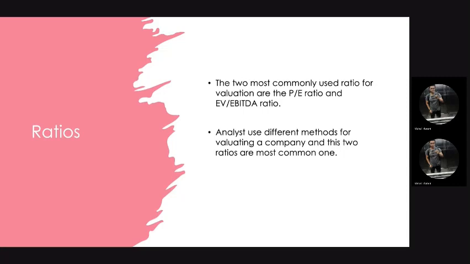Which is a better measure of valuing, PE or EV/EBITDA? While valuing companies, analysts use different methods to determine if a particular company is undervalued or overvalued. The two most commonly used ratios are the PE ratio and the EV/EBITDA ratio. So before understanding which one is better, let's understand these ratios.